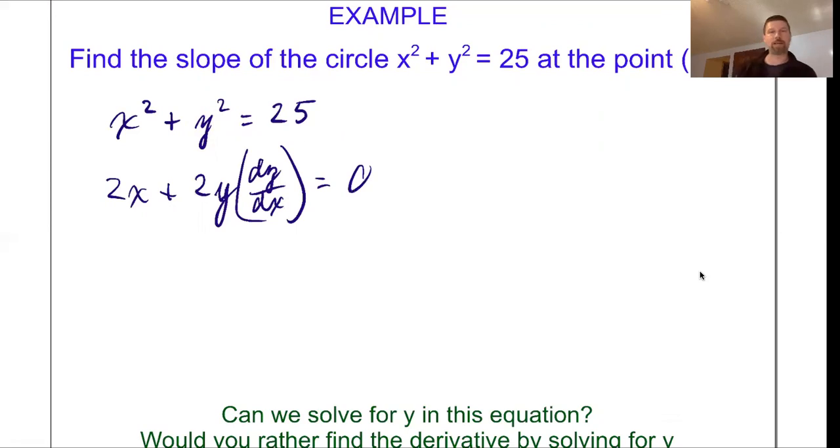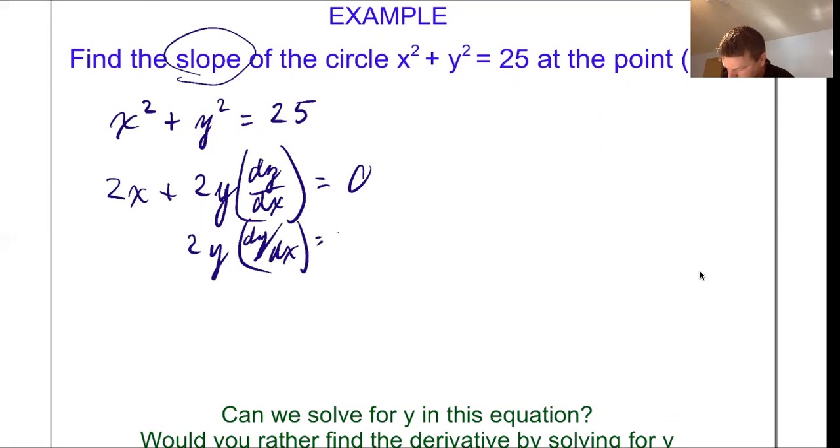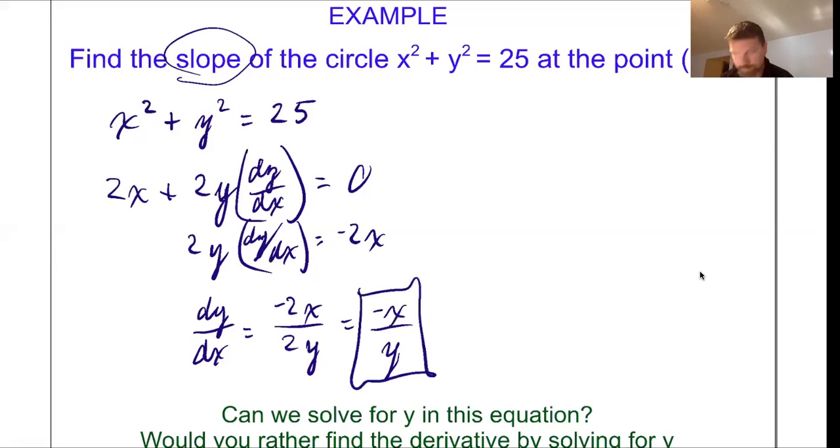I wanted to find dy/dx because that tells me slope. So just get the dy/dx by itself. This one, 2y times dy/dx would equal negative 2x. All right, moving the 2x over. Divide both sides by 2y, and dy/dx will equal negative 2x over 2y, which if I wanted to simplify that, negative x over y. All right, that tells me my slope at any particular point.